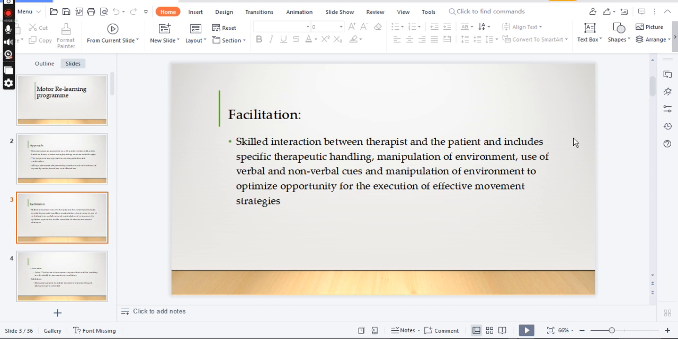Now, in these approaches, facilitation mainly includes skilled interaction between the therapist and the patient, and includes specific therapeutic handling, use of verbal and non-verbal cues, and manipulation of the environment to optimize opportunity for execution of effective movement strategies.